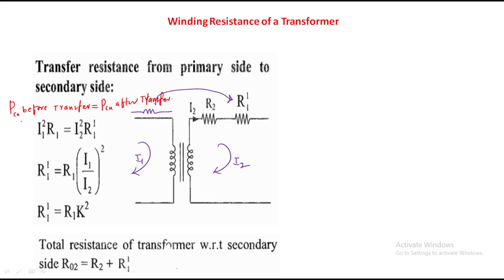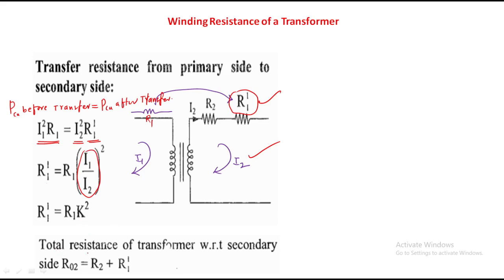So what is the copper loss before transferring? Before transferring there is a branch, right? R1. I1 square into R1. That's why I1 square into R1. Clear? Copper loss after transferring, what is the notation here? R1 dash. That's why the current through this branch is nothing but what? I2 square into resistance is nothing but R1 dash. So from this, R1 dash should be equals to R1 into I1 by I2 whole square. We all know that. What is the value of I1 by I2? That is nothing but transformation ratio K.